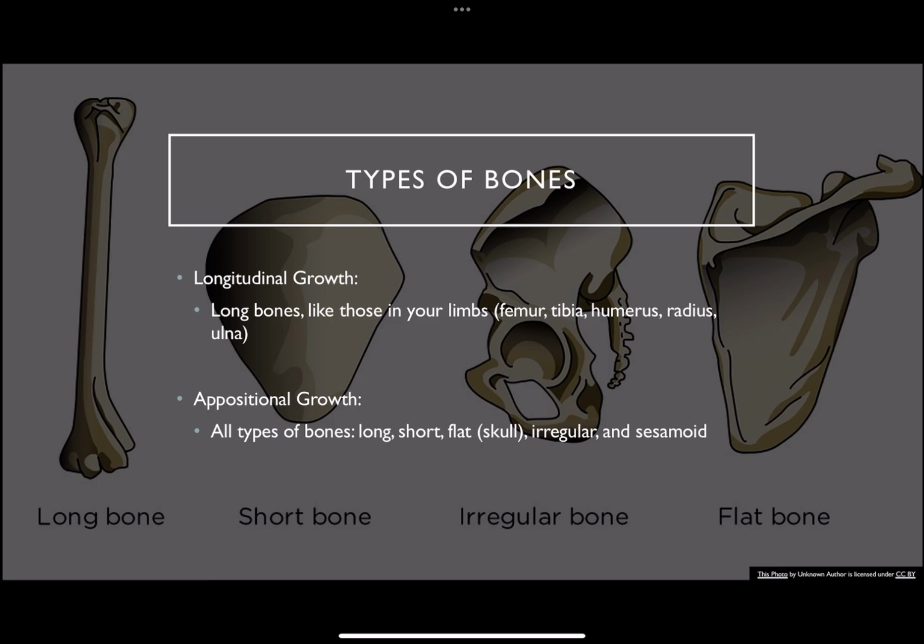So now this brings us to the types of bones that each type of growth occurs in. Longitudinal growth usually is found in long bones, like those in your limbs, such as your femur, tibia, humerus, radius, and ulna. And appositional growth occurs in all types of bones: long, short, flat, which would be skull, and these flat bones typically grow through intramembranous ossification, and this appositional growth also occurs in irregular and sesamoid bones.